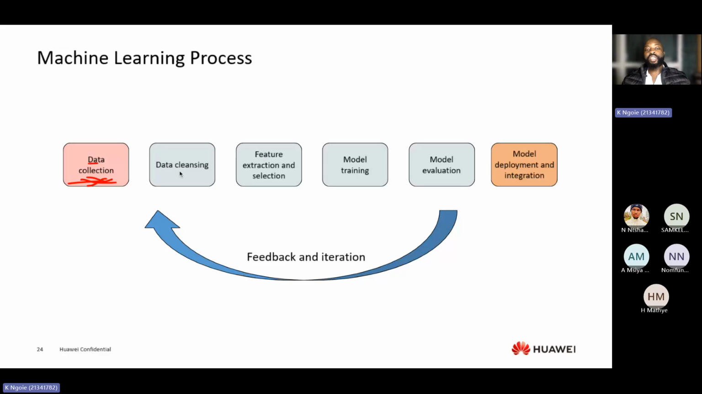The second step will be data cleansing. That means we need to make sure we have the right data. We need to clean the data. After we've cleaned the data, now we're going to do what we call feature extraction. We're going to see from this data, what information are we going to use?